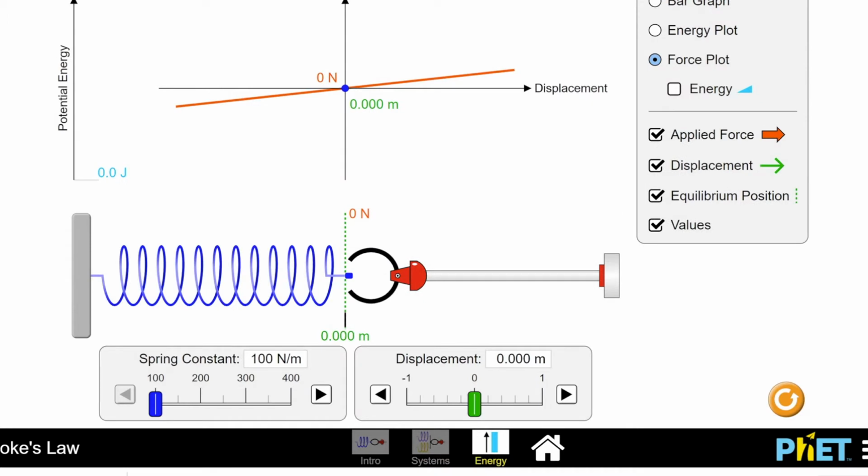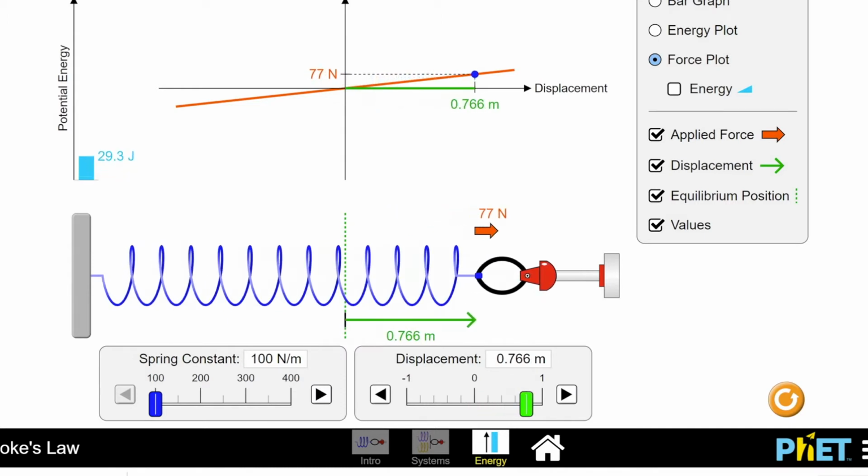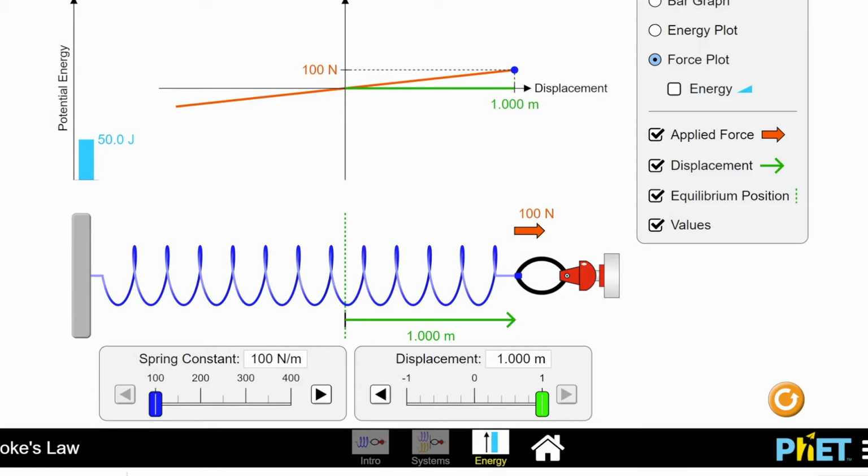Now we're going to look at the energy stored in a spring. Higher tier pupils would need to make calculations on the energy, because the energy stored in a spring is the area under the force extension graph. On this particular animation, it's called force displacement. You can see the displacement or extension, as we're going to call it, on this graph is 1 meter, and the force applied is 100 newtons.